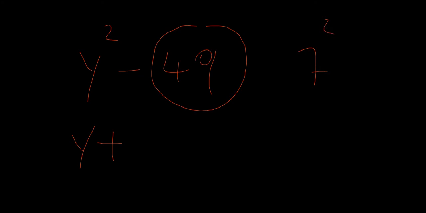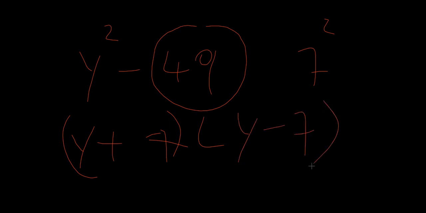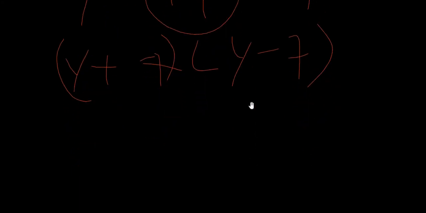And so we'll have 7, and we'll write the same thing as y minus. The brackets are slightly identical. The difference is that one will always be a negative, one will always be a positive. And if we multiply these brackets, we would get back y squared minus 49.